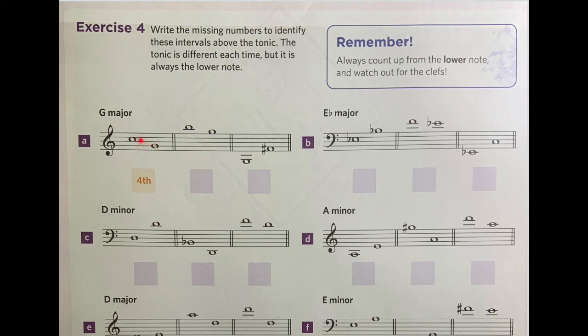1, 2, 3, 4, a 4th. 1, 2, the line is 2, the space is 3, so this is a 3rd. 1, 2, 3, 4, 5, 6, 7. This is a 7th. It would be much easier to go from G to G and come down one. Okay, but it's the 7th.